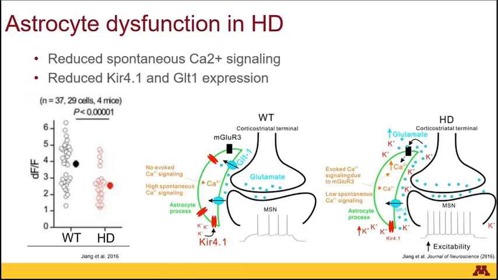HD astrocytes also have reduced Kir4.1 and GLT1, which leads to increased extracellular potassium and glutamate. And this contributes to hyperexcitability and possibly excitotoxicity of MSNs.